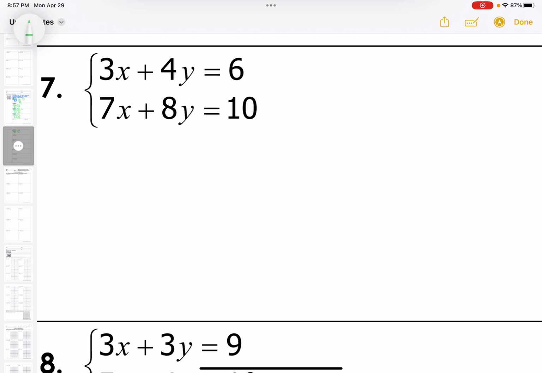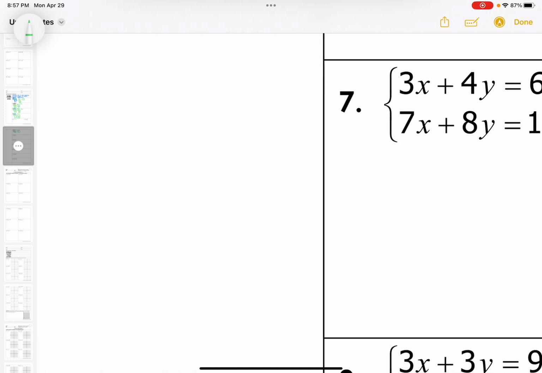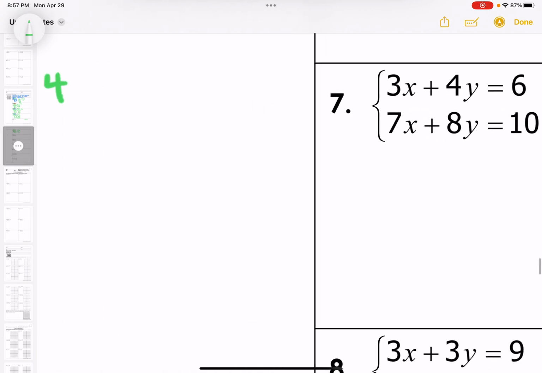So I need to find the least common multiple of those two numbers so I can decide what I need to multiply my equations by. So if you're not very good with your multiples, I would suggest writing it out. So I'm going to make a list of my 4 multiples, which are just when I multiply something to 4, what do I get? So 4 times 1 is 4, 4 times 2 is 8, 4 times 3 is 12, then 16, 20, 24, and so forth.